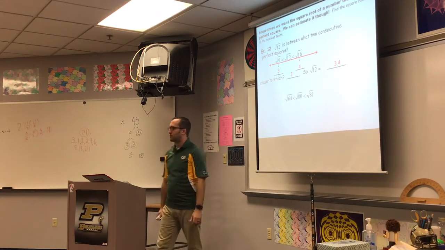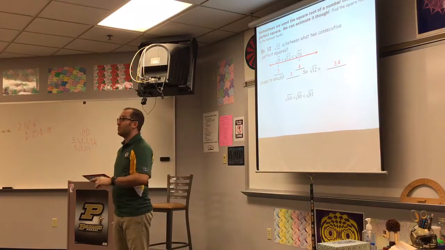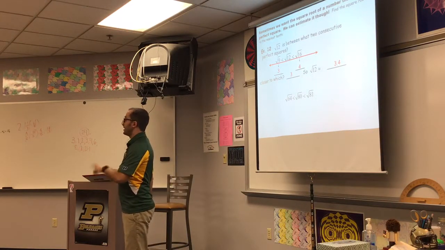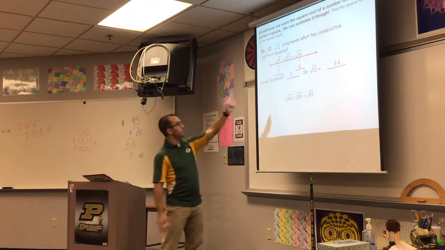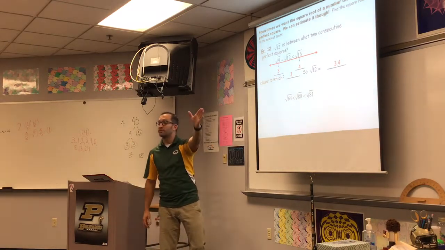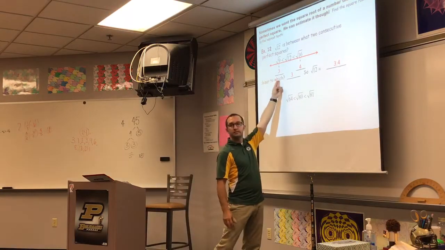If you said 3.3, I would also accept that. If you said 3.5, I would not. Because it's not in the middle, is it? It's closer to 9. Right? 12 is closer to 9, so our square root of 12 would be closer to 3.